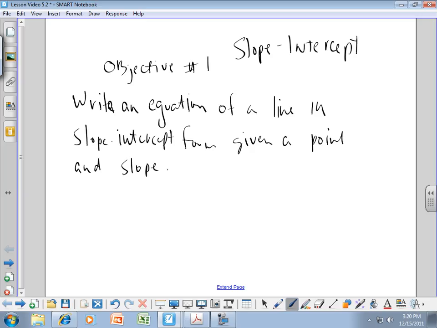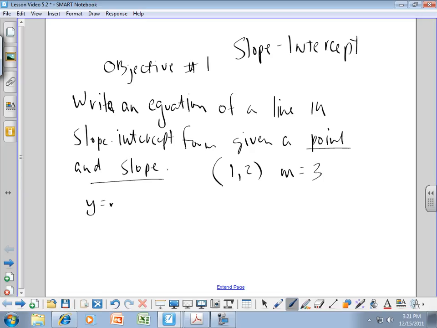And our first objective today is write an equation of a line in slope-intercept form given a point and a slope. All right? And so let's just say we're given the ordered pair (1, 2), and we're also given that the slope is 3. Now, in previous problems, we'd always been given the y-intercept. Well, this point right here is not the y-intercept, is it? No, it's not. And so we're going to have to take a new approach to finding this equation.